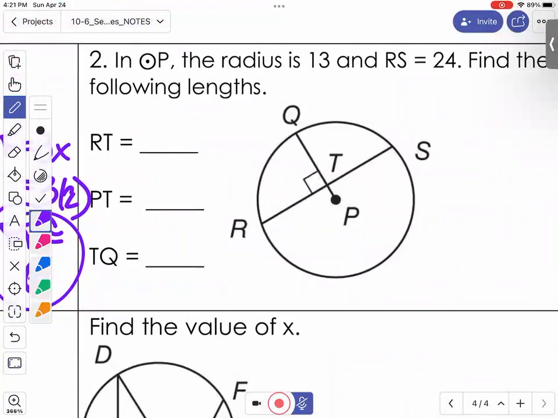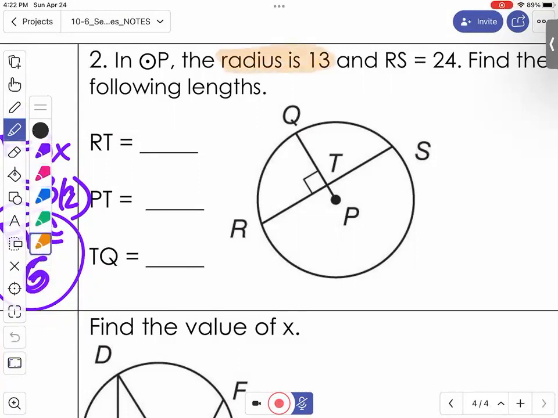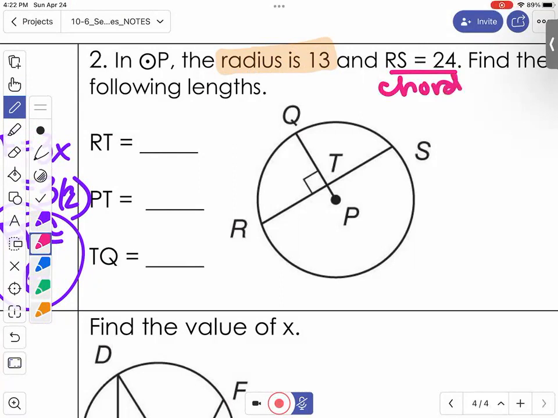for. All right, example 2, in circle P, the radius is 13. So there's a big part of information there. Radius is 13. It also tells us that RS is 24. RS is one long chord. Find the different lengths involved here.